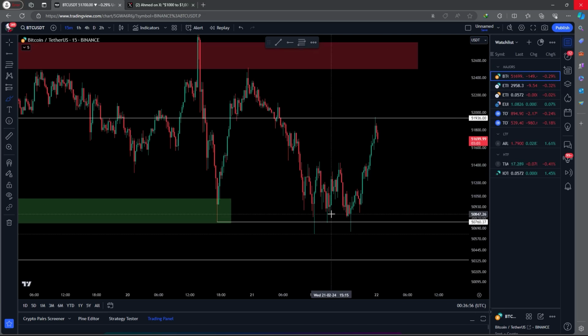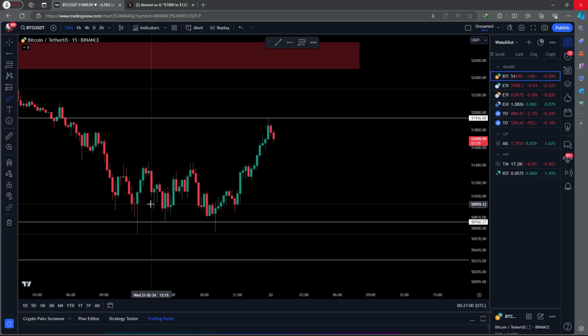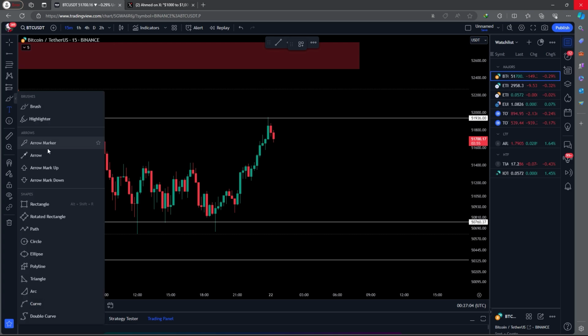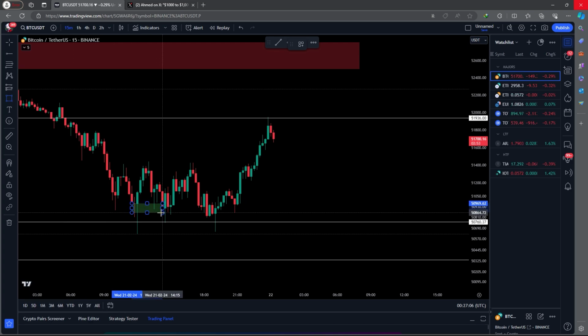You could have taken a long over here on the retest. You could have taken a long over here in this order block. Let's mark the order block right again. This is the 15-minute order block here. You could have entered here, here, here. There's so many entry points over here, right?